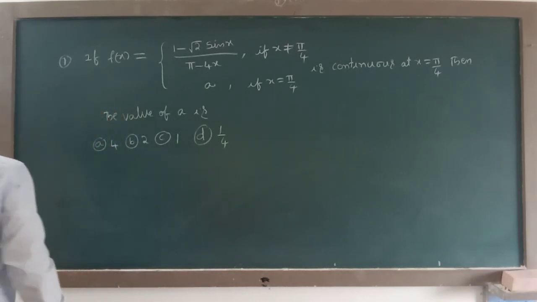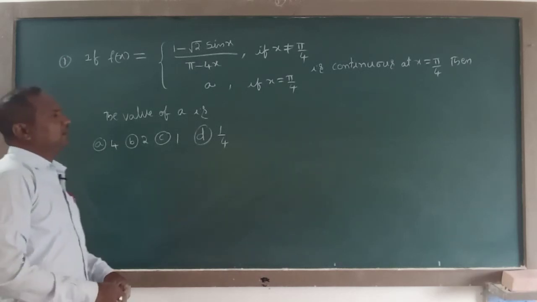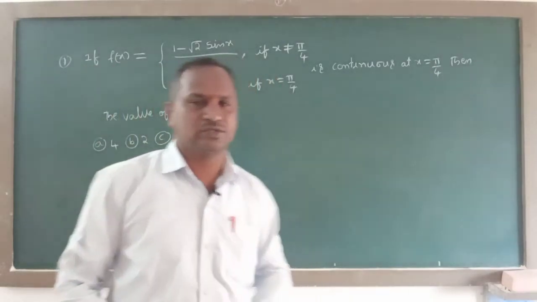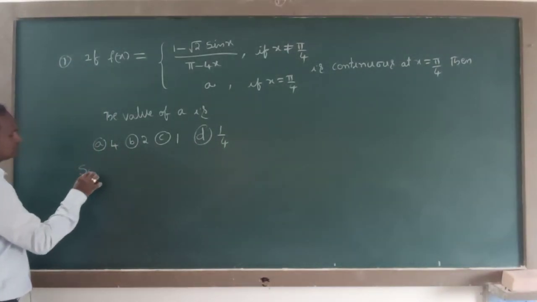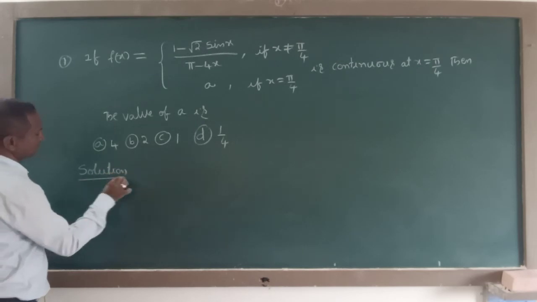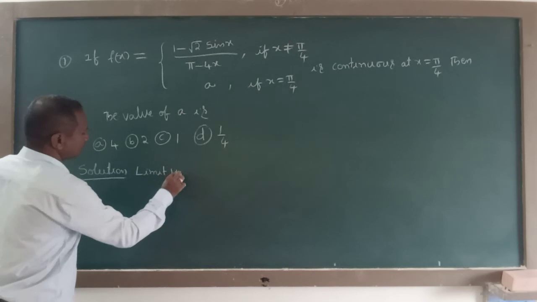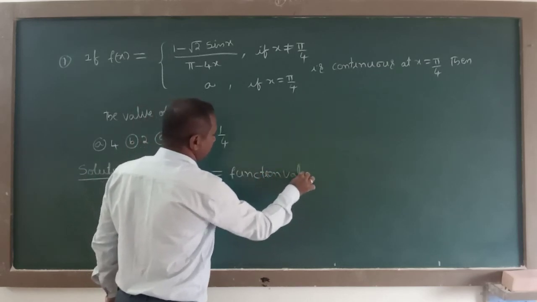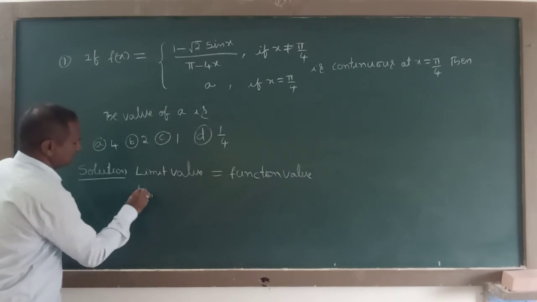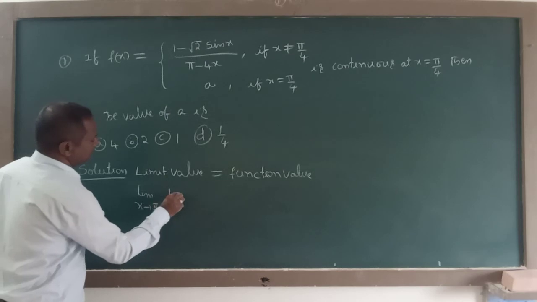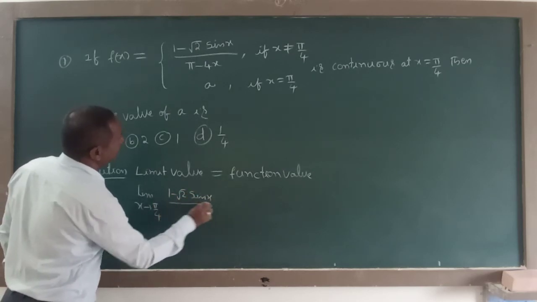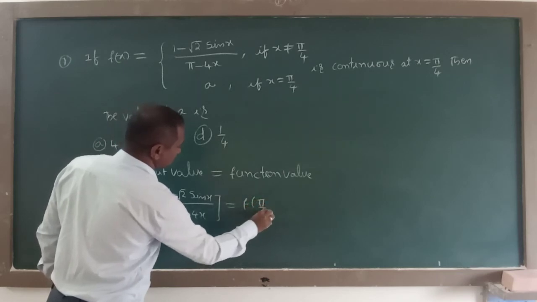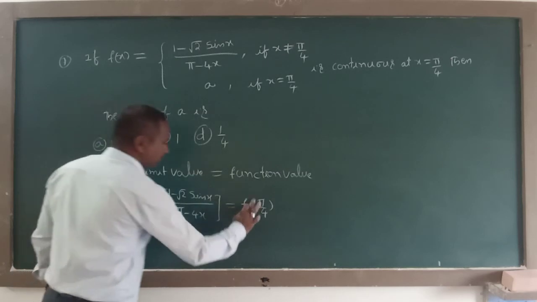They mention it is a continuous function. It is a continuous function means we must take limit value equal to function value. Even in the case of the limit value, we can apply the L'Hospital rule also. See here, the solution to this question: limit value is equal to function value. The limit as x tends to pi by 4 of (1 minus root 2 into sin x) whole divided by (pi minus 4x) is equal to f of pi by 4.